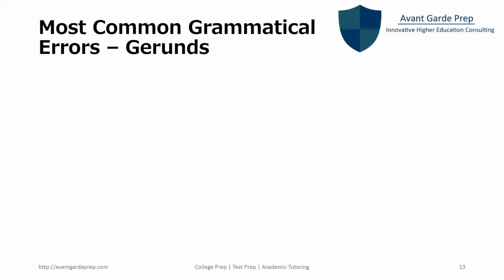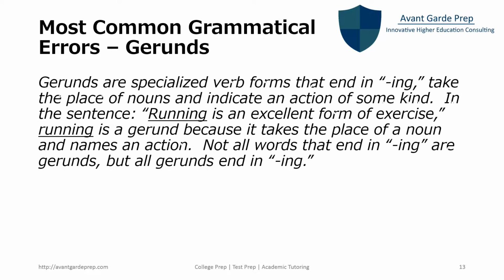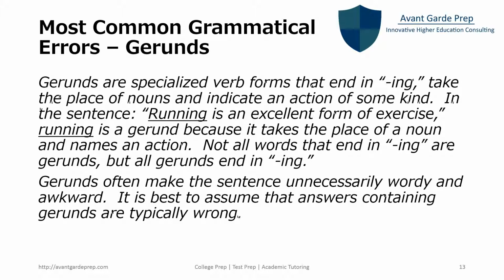Next up, we have gerunds. Gerunds are a specialized verb form that end in ing. They take the place of nouns and they indicate an action of some kind. So in the sentence, running is an excellent form of exercise, running is a gerund because it takes the place of a noun, it's the subject of the sentence, and it names an action. Now just be careful, not all words that end in ing are in fact gerunds, but all gerunds are going to end in ing. And gerunds often make the sentence unnecessarily wordy and awkward, so it's best to assume that if there is an answer choice that has a gerund in it, it's probably wrong.